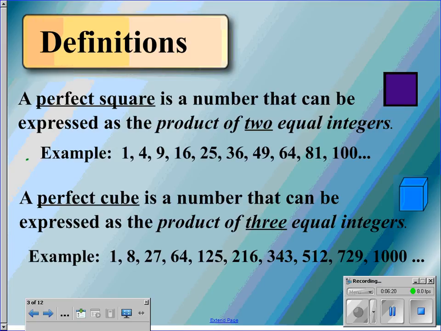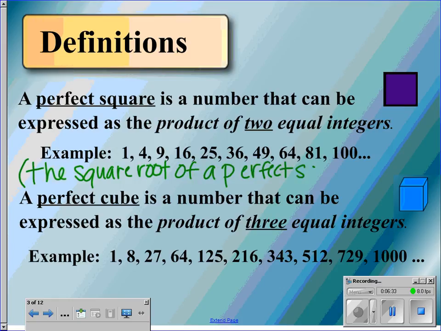Okay, under that, you need to write the square root of a perfect square is an integer. The square root of a perfect square is an integer.